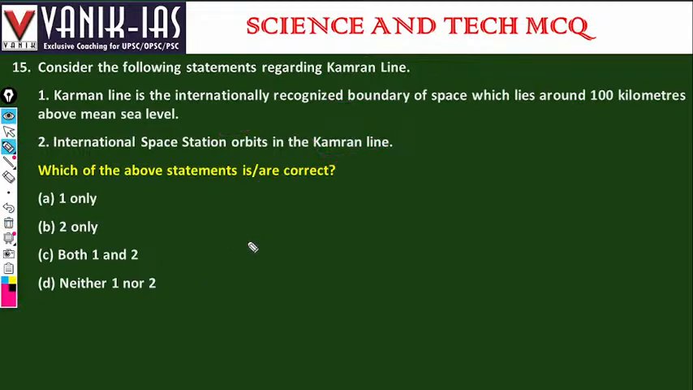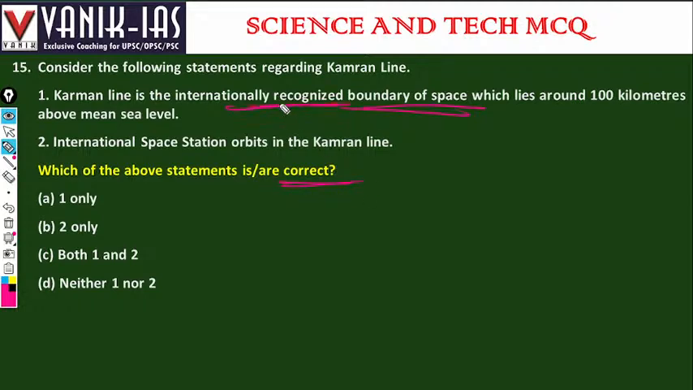Consider the following statements regarding the Karman line. The Karman line is an internationally recognized boundary of space which lies around 100 kilometers above mean sea level. The International Space Station orbits in the Karman line. So what is the Karman line? Which of the following statements is correct?